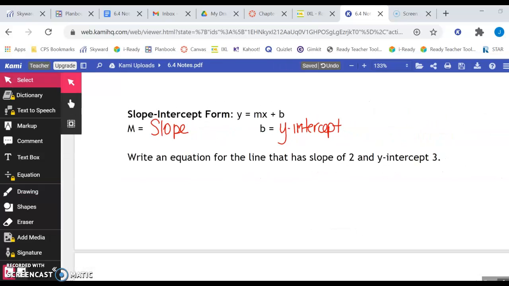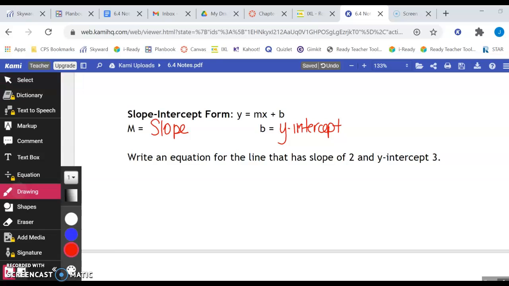So for our first example under slope-intercept form, it says write an equation for the line that has slope of 2 and y-intercept 3. So we are just going to plug in the numbers where they go in mx plus b. So it's going to be y equals, m is our slope, and it said slope was 2, so that's going to be a 2. And b is our y-intercept, and this says the y-intercept is 3, so 2x plus 3.